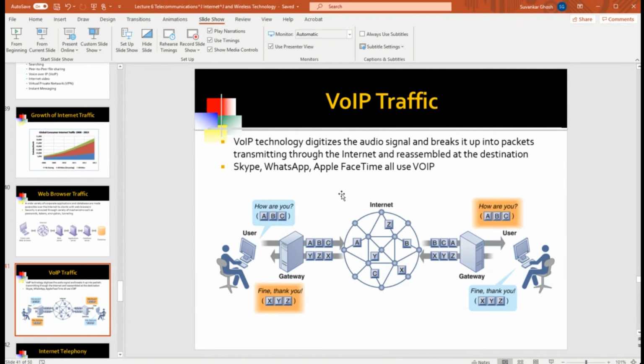Skype and WhatsApp are applications that use voice over IP. What's happening in voice over IP is that the voice signal is being packetized. And then those voice packets are being sent down the internet, which is the packet switch network. So that's why it's called voice over IP.